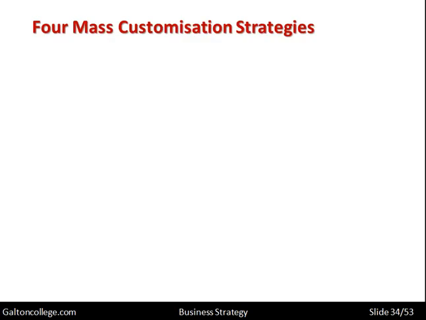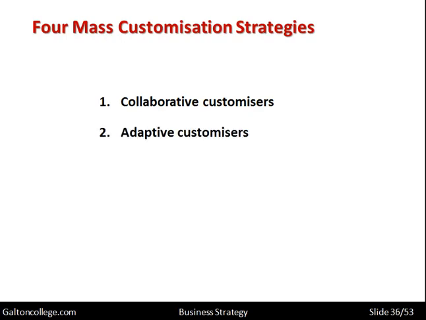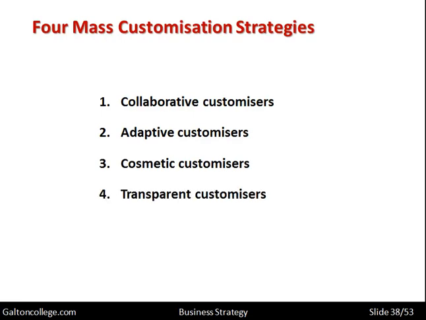Now there are four mass customization strategies. First of all, there's collaborative customizers, adaptive customizers, cosmetic customizers, and transparent customizers. Now let's look at each of these briefly in turn.